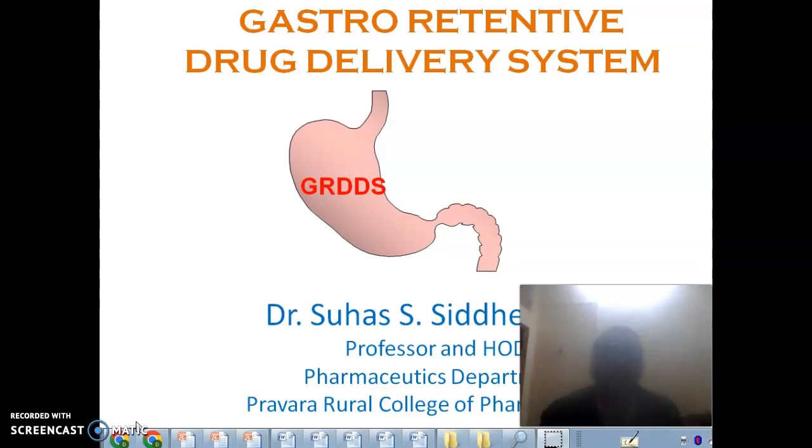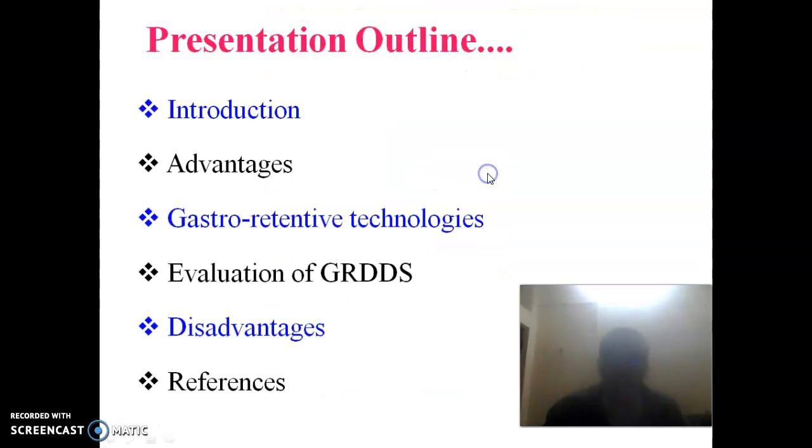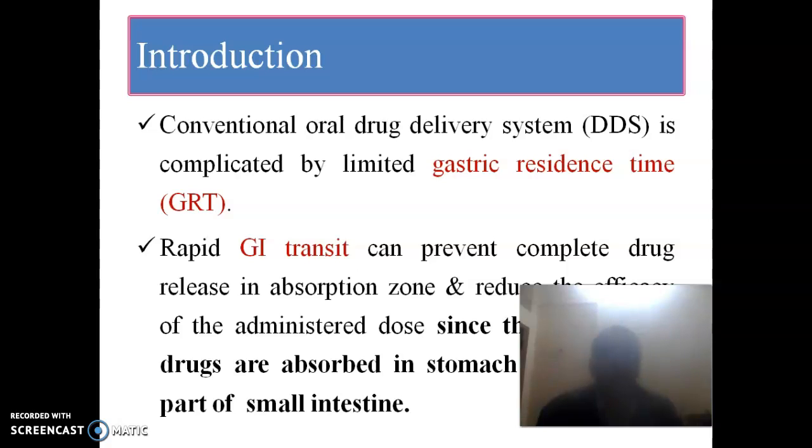Gastro-retentive. Retentive means we have to keep, we have to withstand our drug in the gastric region, means especially in the stomach. So in this entire presentation, we are going to discuss introduction, advantages, what are the various gastro-retentive technologies, and some evolution part. So in the introductory part, what is the necessity of gastro-retention? So first point is gastric residence time. We are improving gastric residence time of our dosage form.